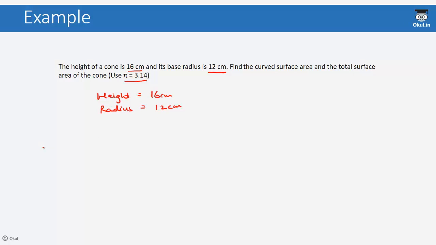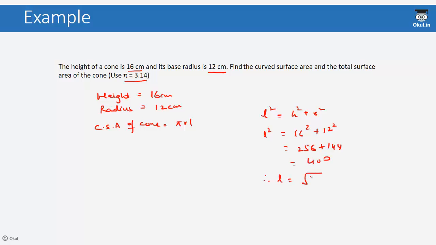So we need to find the curved surface area of the cone. We found the curved surface area in the previous few slides. The curved surface area of the cone is equal to pi r L. Here L is not given. We'll find the value of L since we know the two quantities. When we apply the Pythagoras theorem, L square is equal to h square plus r square. So L square is equal to 16 square plus 12 square. 16 square is 256 plus 144, and this is equal to 400. So L is equal to the square root of 400, thus it is equal to 20 centimeters.